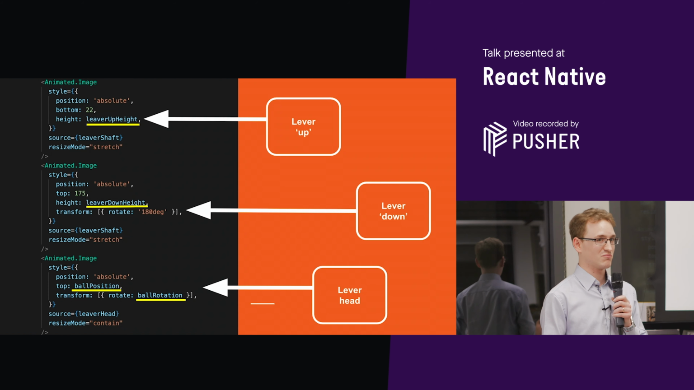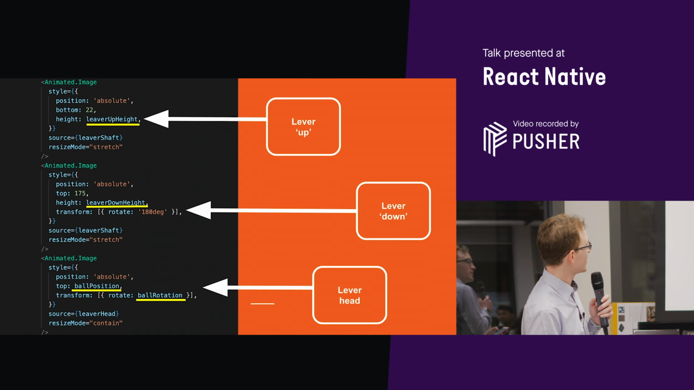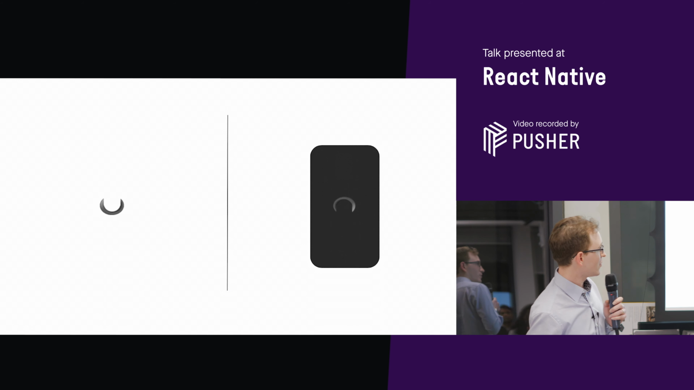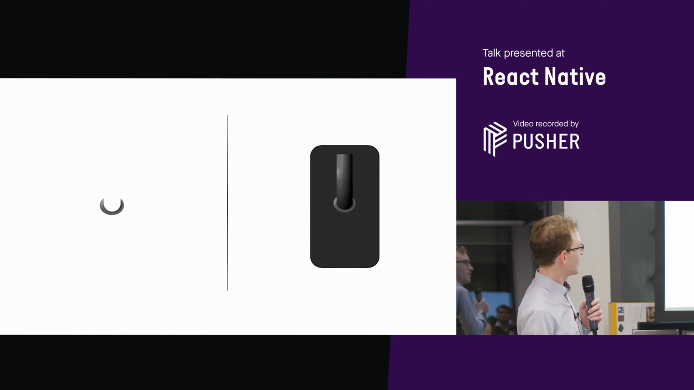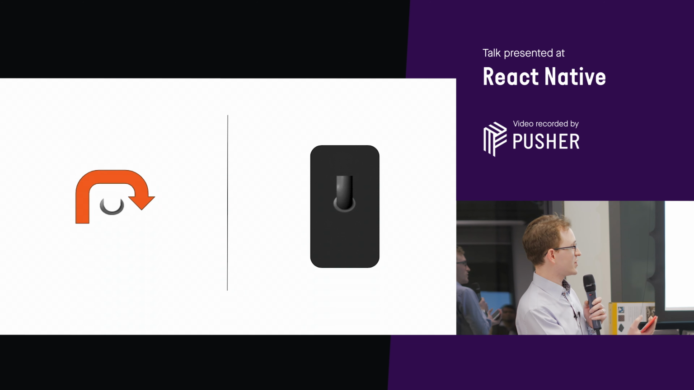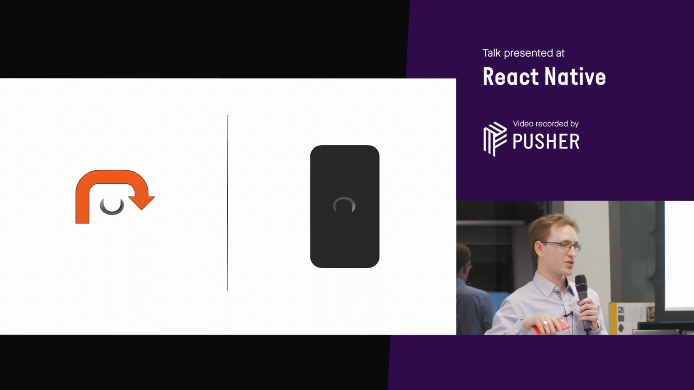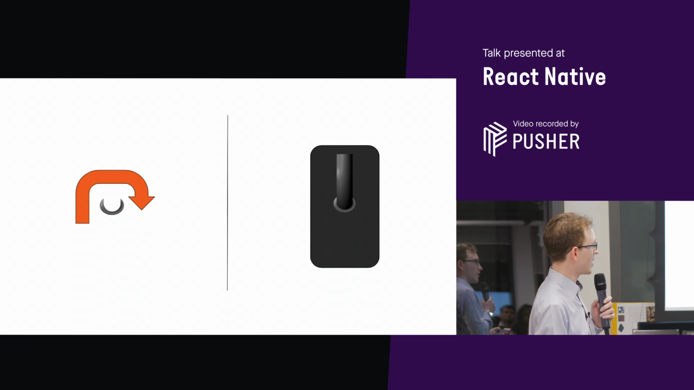It's all just using very basic React Native APIs. Just the last quick thing on this. We've got the base at the bottom of the lever, and we need to rotate this by 180 degrees at the point at which the ball head is going to be over it. So again, this rotation gets hidden by the ball head being over the top of it.